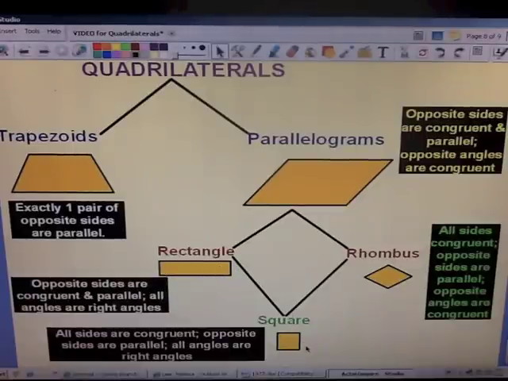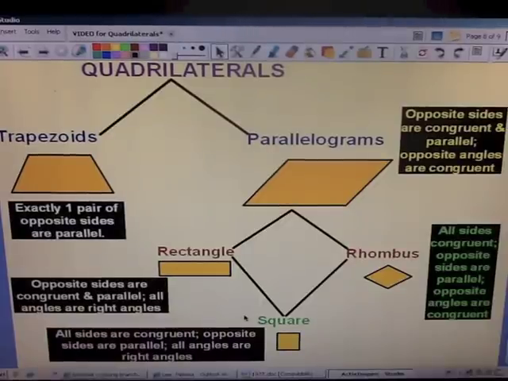Then you have the squares. Okay, the squares can be a rhombus or they can be a rectangle. They have the characteristics of both. But they also have something different. In a square, all sides are congruent, which is the same as a rhombus. Opposite sides are parallel, which is the same for both the rectangle and rhombus. And all angles are right angles, which is the same as the rectangle. Okay, the difference between the rectangle and the square is that in a square, all sides are the same, versus in a rectangle, opposite sides are congruent.